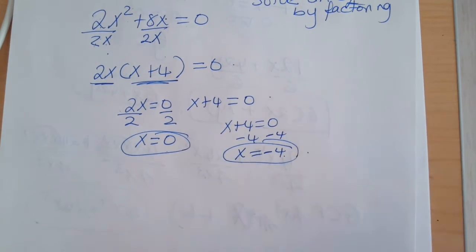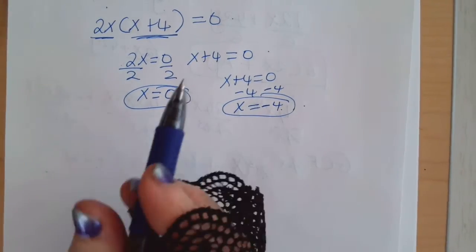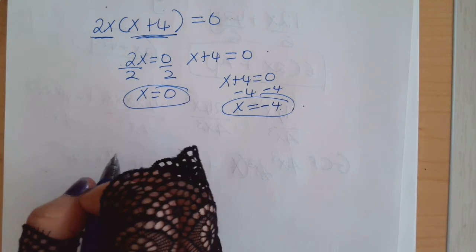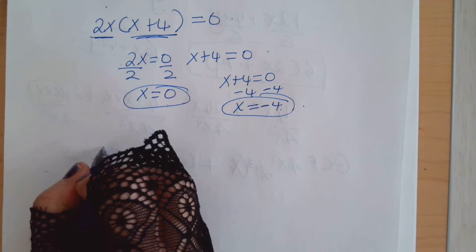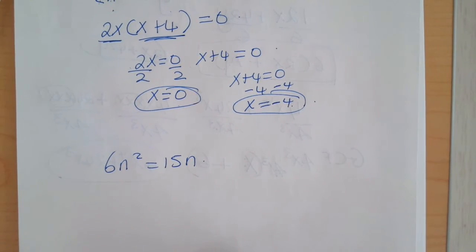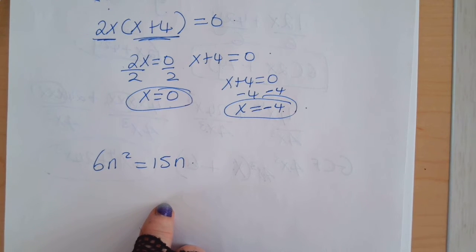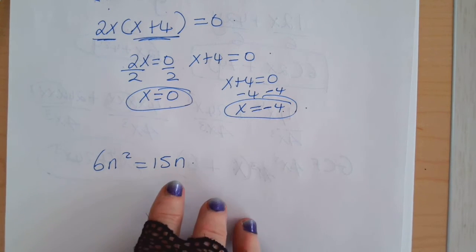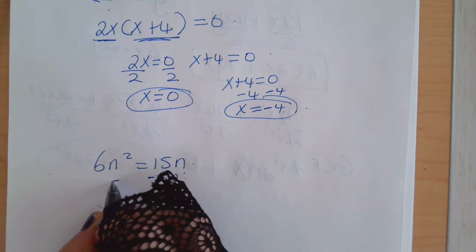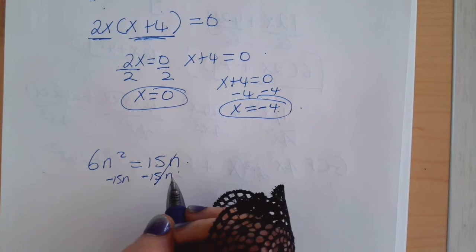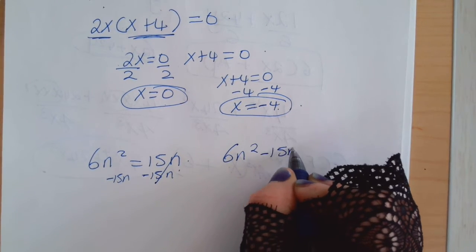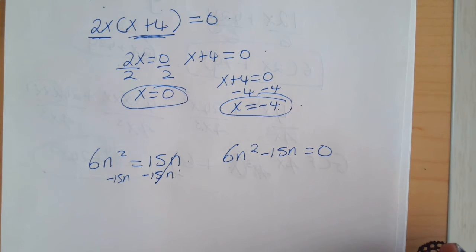So let's go ahead and do another one. Again, we're going to solve, and then we're going to set it equal to 0. So 6n squared equals 15n. So now they're not on the same side. A and B need to be on the same side, the two factors. So I'm going to set it equal to 0. Remember, you're setting it equal to 0. So 6n squared minus 15n equals 0.